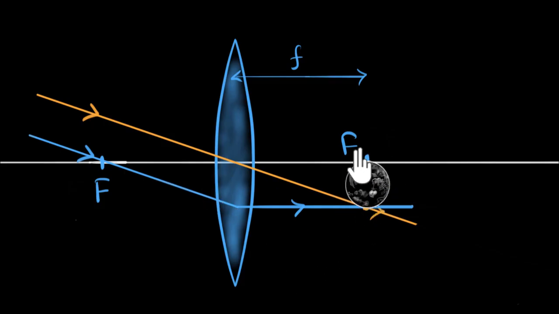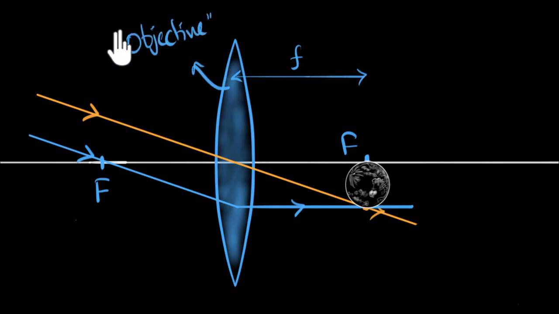And now we can treat this image as our new object and we can magnify it using our magnifying glass because this is close to us. So notice how this convex lens has brought the moon closer to us. This lens is usually called the objective lens.